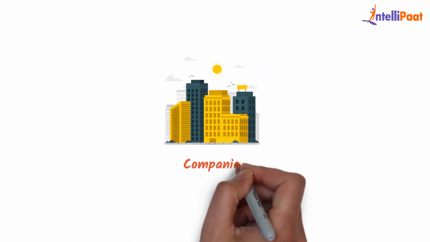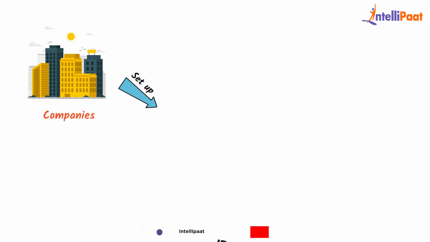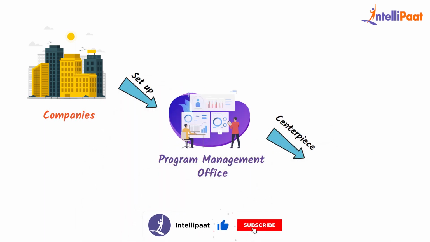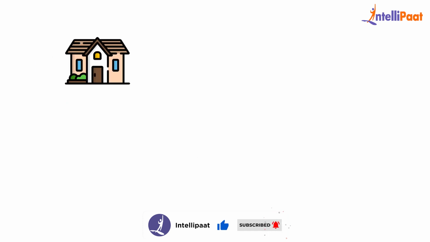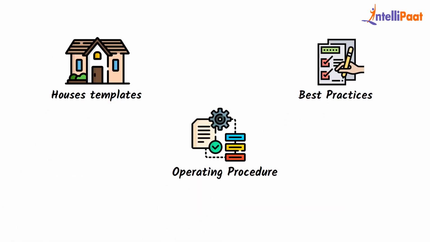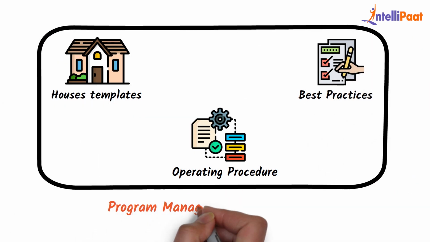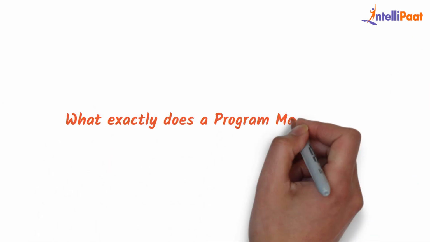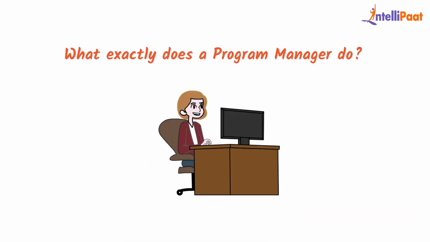Many companies set up a formal program management office to act as a centerpiece for managing strategic initiatives. This office houses templates, best practices, and standard operating procedures, in addition to assigning program managers to offer control. Now we will see what exactly a program manager does.